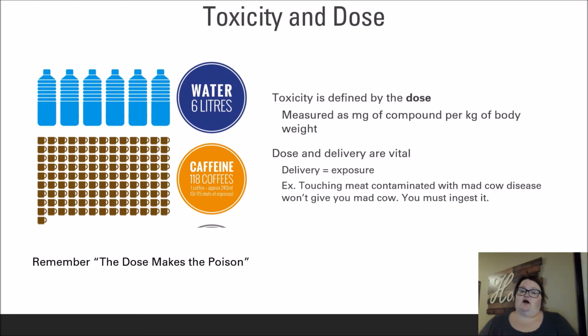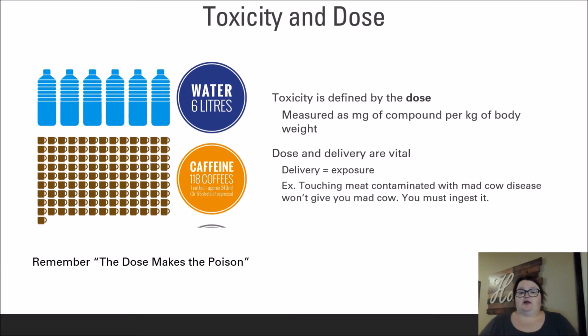Now that we've defined toxins, it's important to know that not all toxins are created equal. This means that the same amount of two different toxins may have a variety of responses in the body, sometimes no response at all. It is important to remember that the dose makes the poison. The toxicity of a substance is determined by the dosage and then the delivery of the toxin.